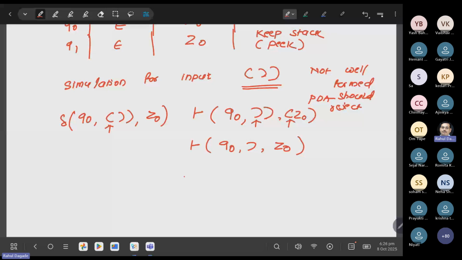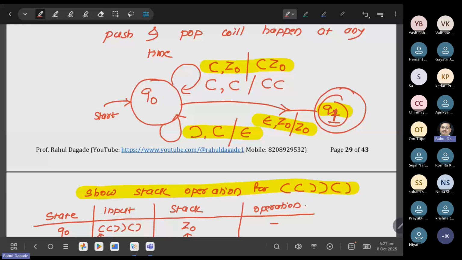Now we are in the q0 state and we get a closing parenthesis with z0 on the stack. Is there a move for that? See here, we don't have any move which represents a closing parenthesis with z0 on the stack. We only have a closing parenthesis with an opening parenthesis on the stack, then remain in the same state and pop it. So here we don't have any move further.